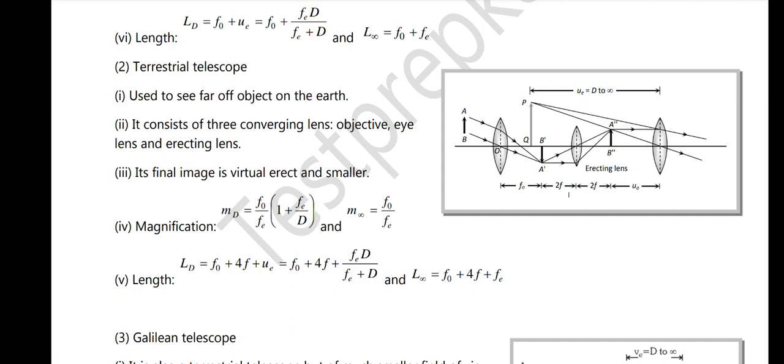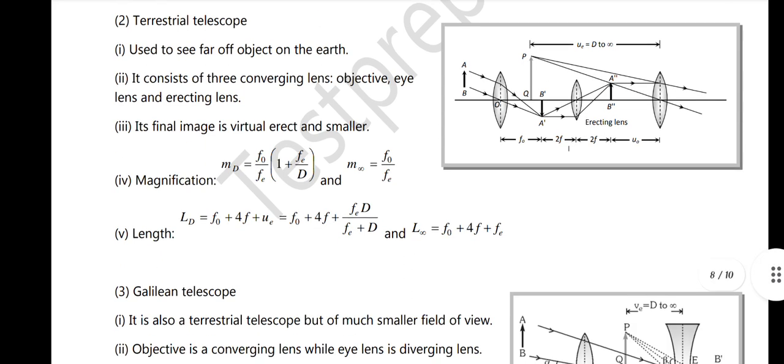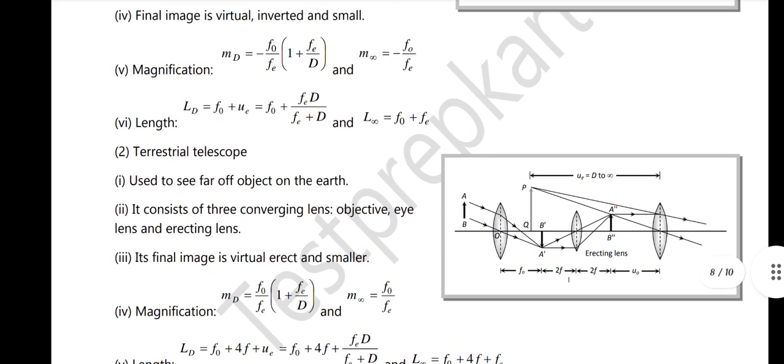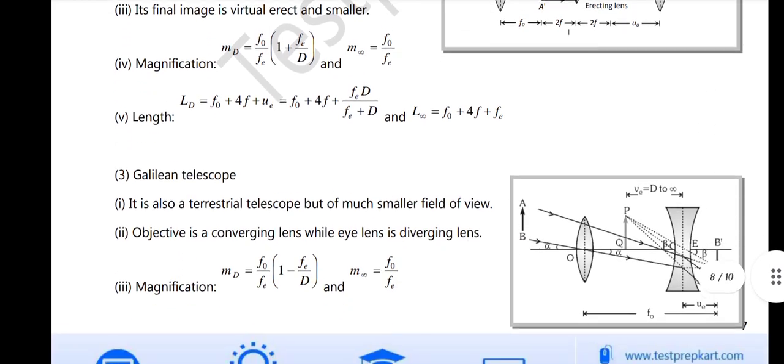Its magnification is M_D is equal to f naught by fe into (1 plus fe by d), and M infinity is equal to f naught by fe. Length is L_D is equal to f naught plus 4f plus u_e, which is f naught plus 4f plus fe into d by (fe plus d), and L infinity is equal to f naught plus 4f plus fe. This is the length value for the terrestrial telescope.